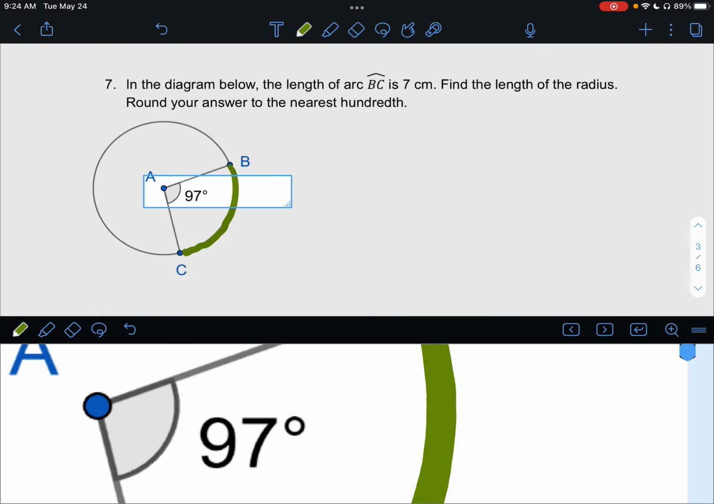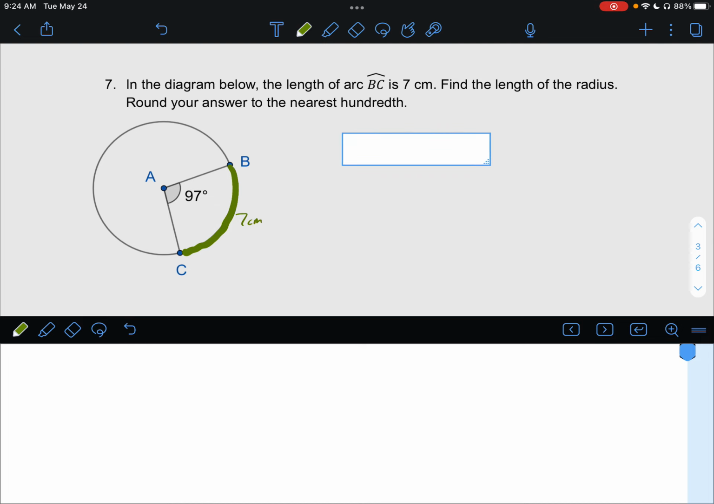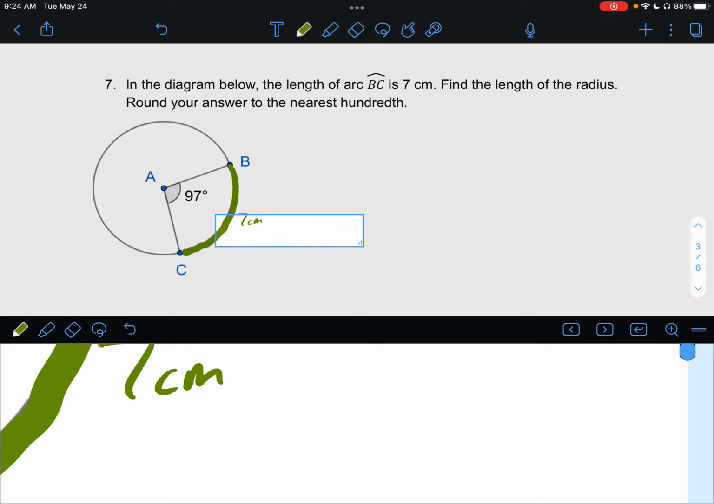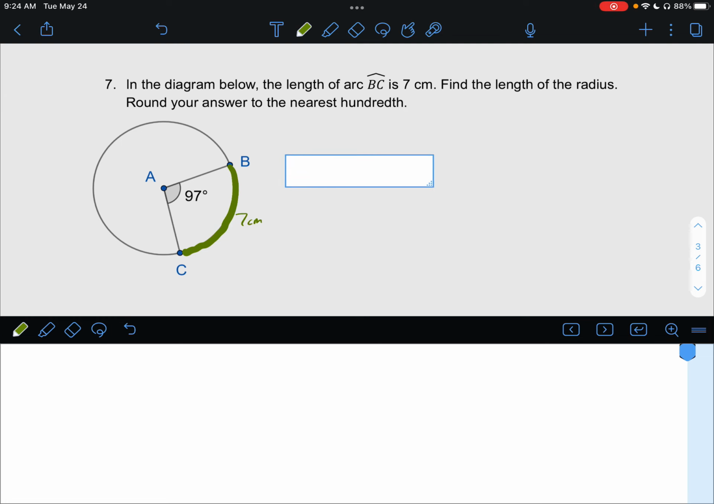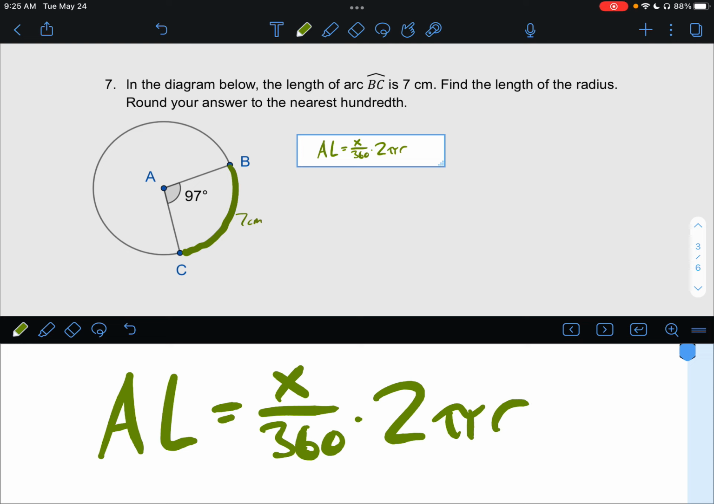The measure of that arc is 97, but this length is 7. Find the length of the radius, round your answer to the nearest hundredth. So I'm going to use my arc length formula, because this is the length of that arc. Arc length equals x over 360 times 2 pi r.